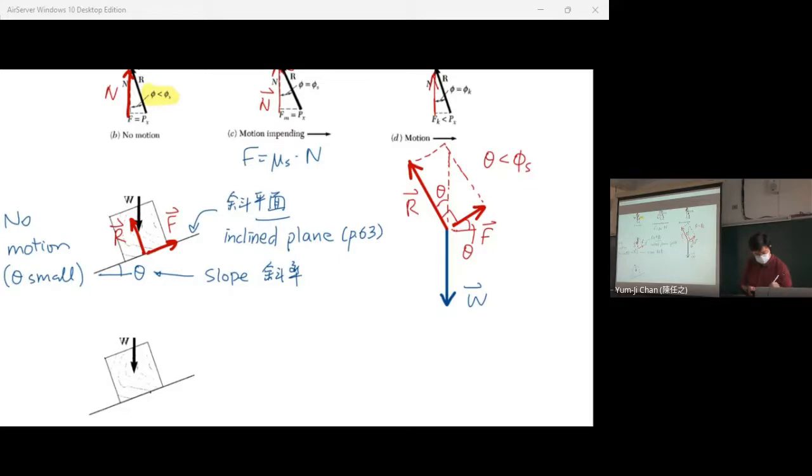So wait a minute. Should I draw it? Let me draw it a bit better. I think it should be maybe here and look like this. Because there is no motion, summation F is equal to 0. So these three forces should, so R plus F is equal to minus W.